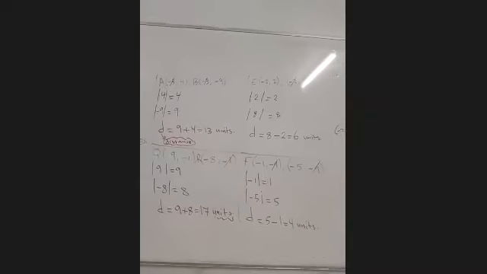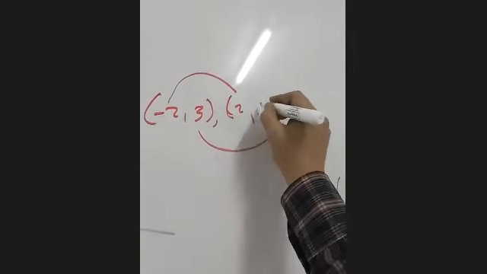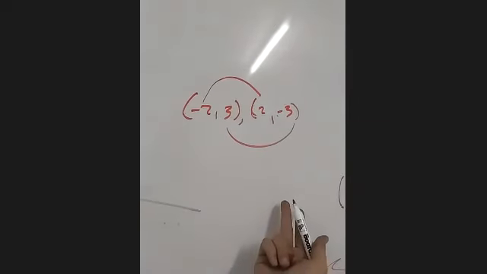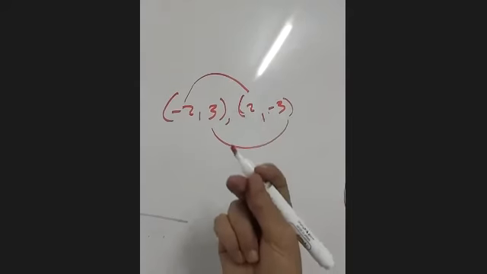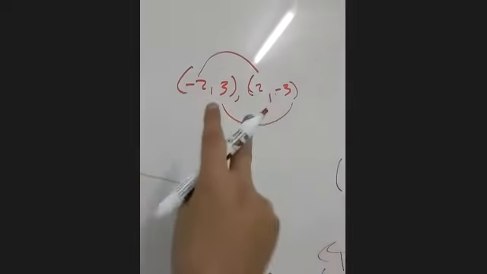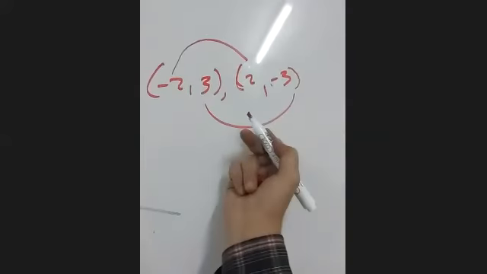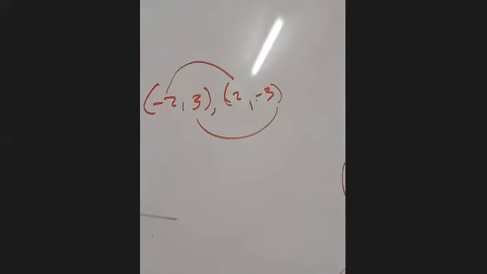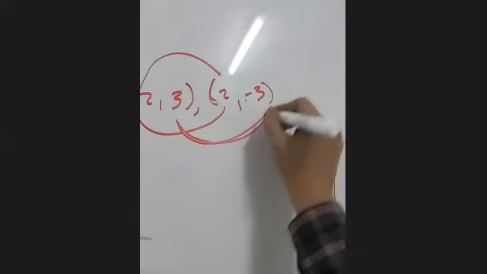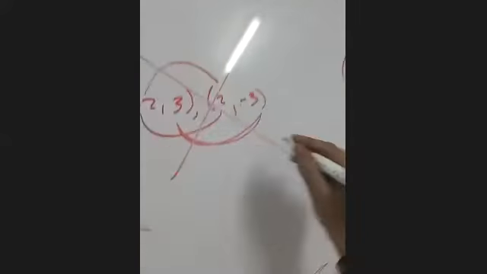Thank you, Abdul Rahman. Abdul Hamid, talk. Mister, if we have negative 2 and positive 3, and in the other point, 2 and negative 3. Do we have similar numbers? Now, if the x's are negative 2 and 2, are they similar? Equal numbers? No, they are not equal. Do we have equal x or equal y? No. So this is not included.